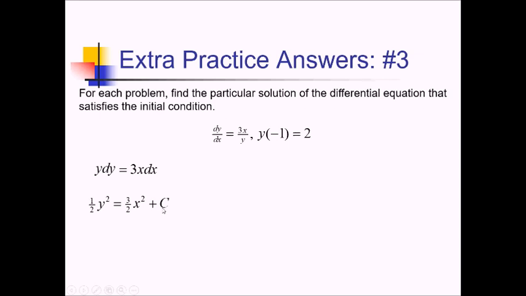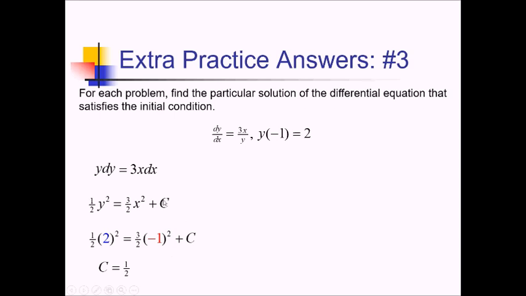To find the c, we have to plug in our initial condition. So I've got 1/2 times the y value 2 squared on the left side. On the right side, we have 3/2 times the x value negative 1 squared plus c. So back on the left side here, we have half of 4, which is 2. On the right side, this is just going to be a 1 here. So we have a 3/2. So to get c, we have to do 2 minus 3/2, which is 1/2 for my c value.